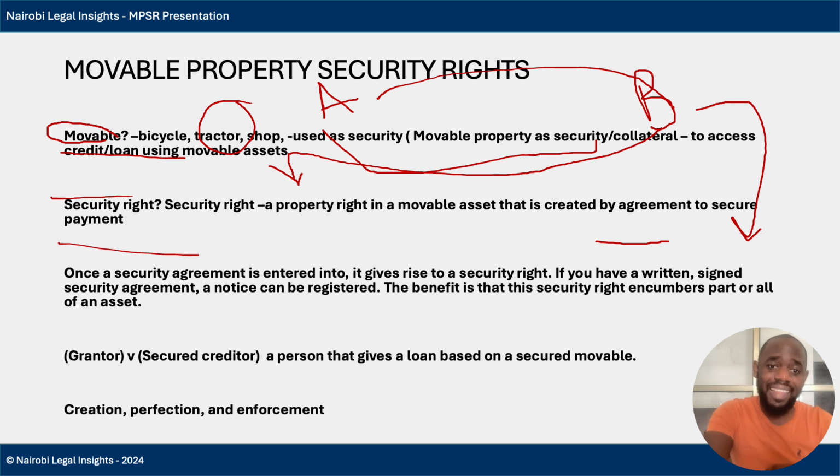So the other keywords that you need to appreciate is that when person B has actually given out a loan and there is a movable used as security, person B becomes a secured creditor. Now, the person who is using their asset, their movable asset, to secure this loan, as far as MPSR is concerned, becomes a grantor. So these are just technical words, but the message is simple.